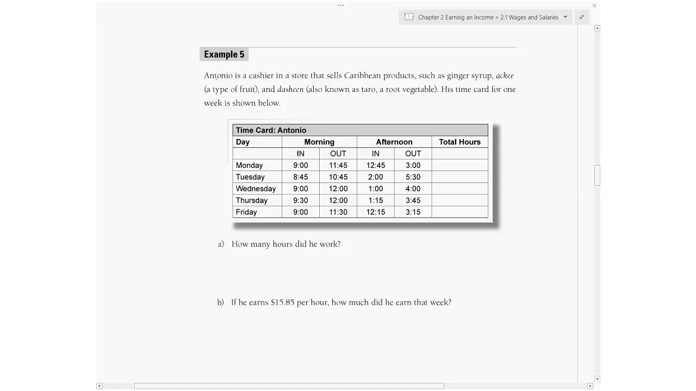Now we have Antonio, who's a cashier in a store, and he sells Caribbean products such as ginger syrup, ackee, which is a type of fruit, and dasheen, also known as taro, which is a root vegetable. Here's his time card for 1 week, at any rate. So he's worked from 9 to 11:45 and 12:45 to 3, etc. We want to know how many hours he works, so we're going to figure out how many hours in total.